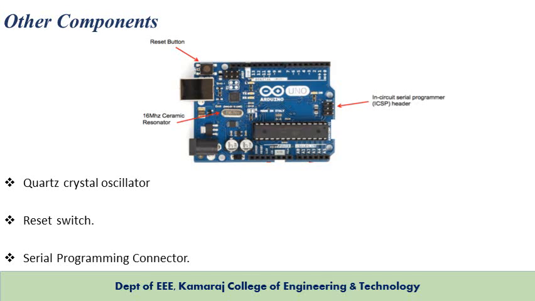Other components. The other main components of an Arduino board are the quartz crystal oscillator, which provides the clock input needed for the microcontroller to work; the reset switch, to reset the microcontroller; and the serial programming connector, a substitute for the USB port, used to upload the code into the Arduino board.